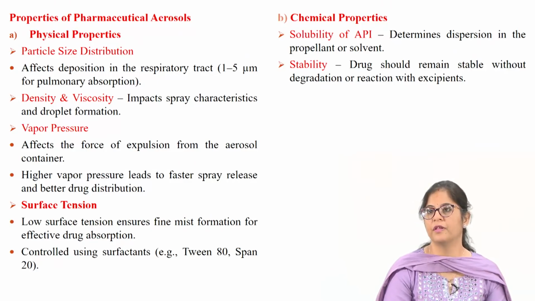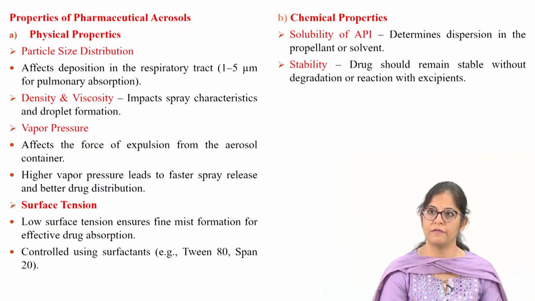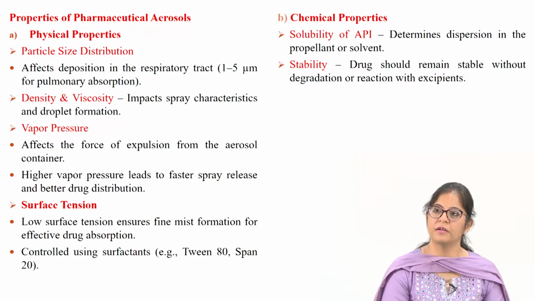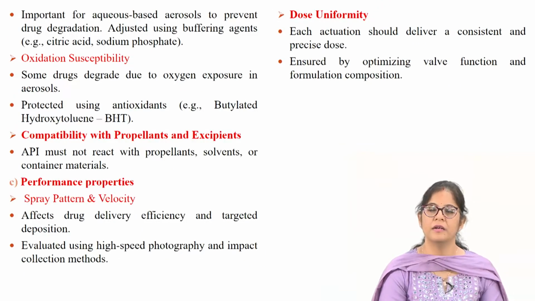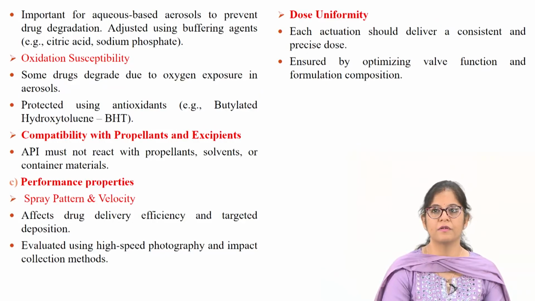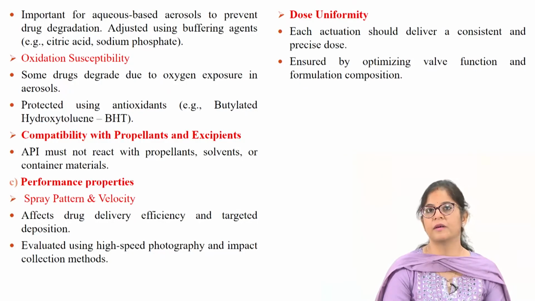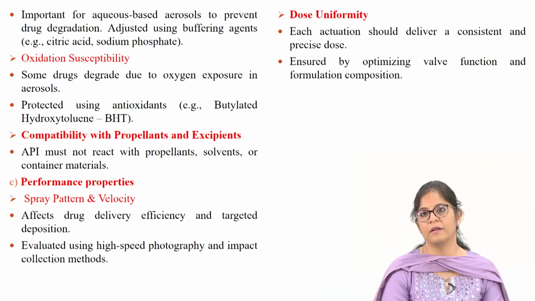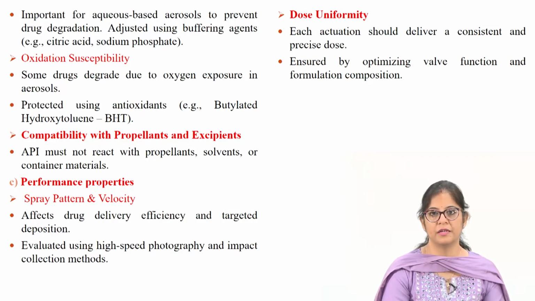Chemical properties of the API, like the solubility, determine the dispersion in the propellant or solvent. Further, the stability of the drug is important. It should not degrade or react with the excipients. pH is important especially for aqueous based aerosols to prevent drug degradation. This can be adjusted using buffering agents like citric acid or sodium phosphate. Oxidation susceptibility can be there. So, use of antioxidants like BHT can be done to prevent oxidation. API should not react with the propellant, solvent or metal container.